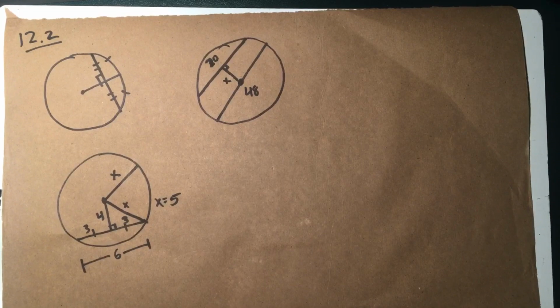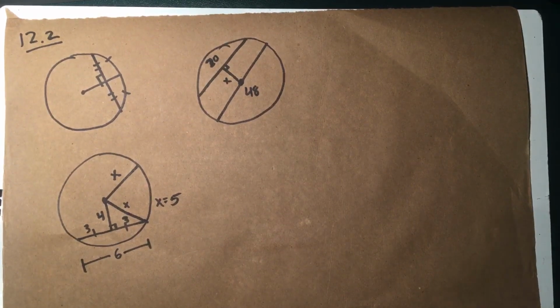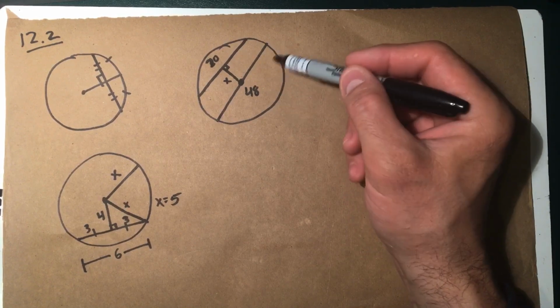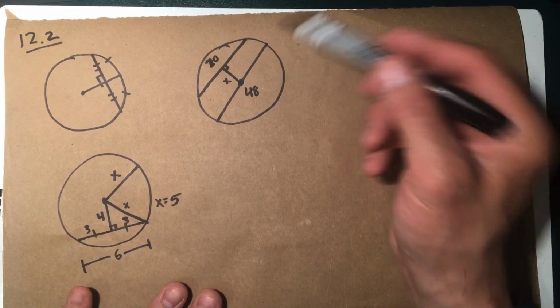Now remember the other one where if two chords are the same distance from the center, they're congruent. So there'd be another one over here that had x, and it'd also be 20. But let's do some splitting here real quick.